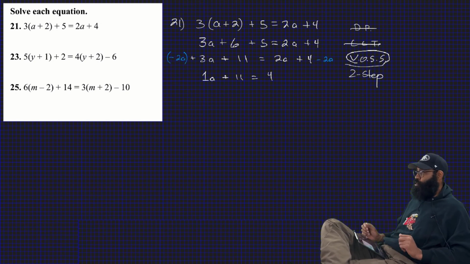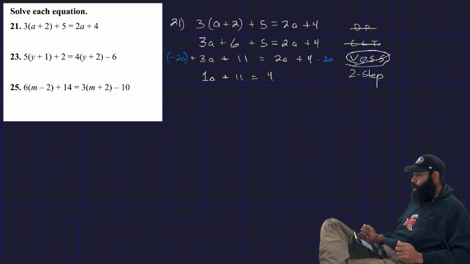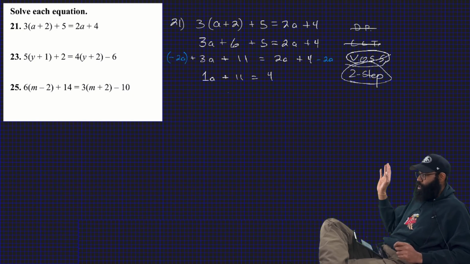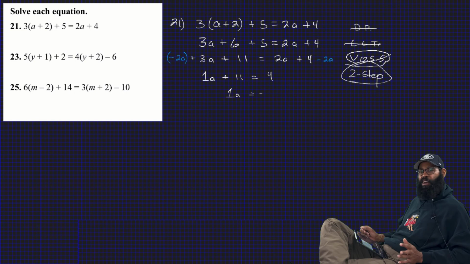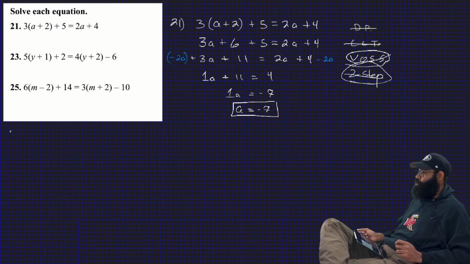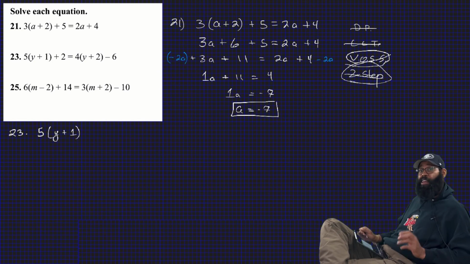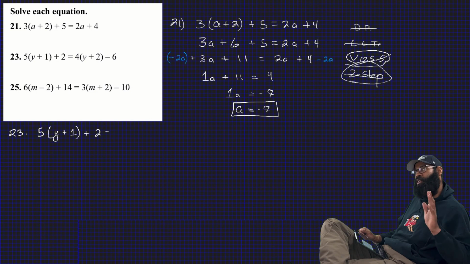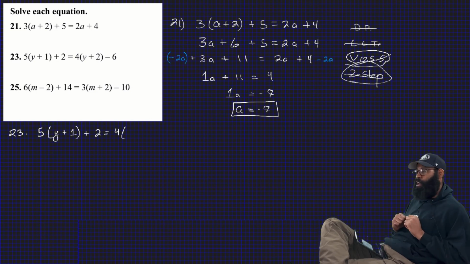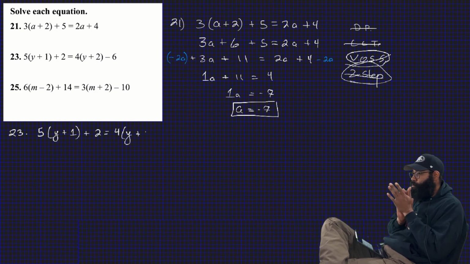So negative 2a because I subtracted, plus 3a, leaves me with 1a. Of course, on the right side, those just cancel each other. So I have my variables on the same side. And yes, I'm looking at a two-step. Go ahead and subtract 11 from both sides. I get negative 7. Divide both sides by 1. I get negative 7. Ooh, I like that. I could show a little more work on the last 2 steps, but I like how that turned out.